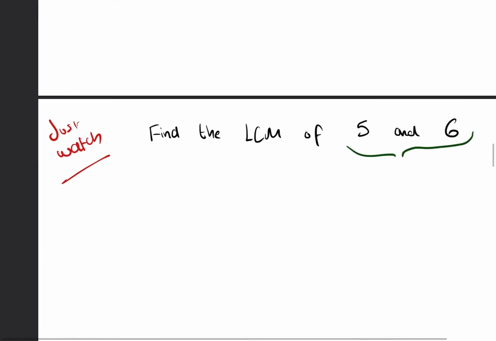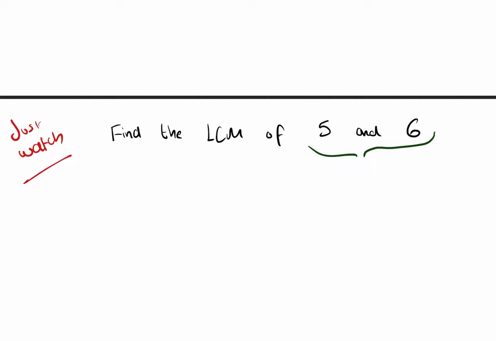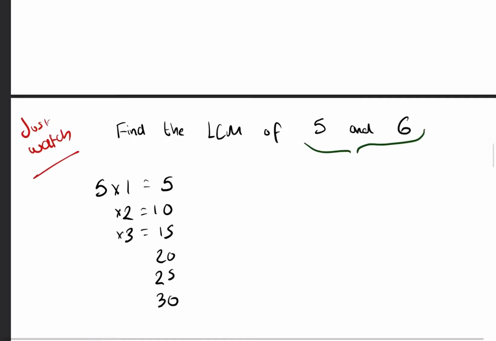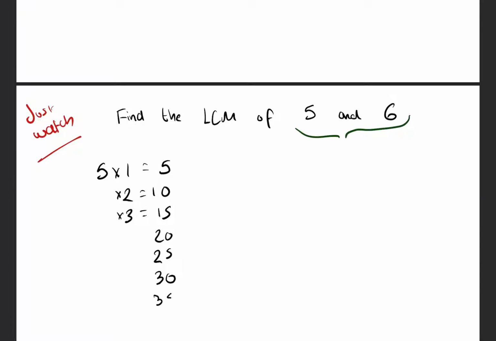Okay, today we're going to be looking at lowest common multiple. So what does that mean? Well, firstly, we need to know what a multiple is. A multiple of 5 is 5 times 1 equals 5, that's a multiple, times 2, 10, times 3, and so on. As we go up the 5 times table, there are multiples. We can keep going, and so on.